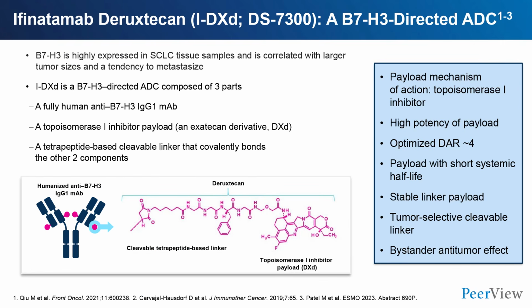Now, to start out with Ifinatamab deruxtecan, this is the B7H3 antibody-drug conjugate, and as an ADC, it has the components that I've described. The payload is a topoisomerase inhibitor payload. It does have a bystander effect. The deruxtecan is an exatecan derivative that has a bystander effect, as I've described. In this case, the drug-to-antibody ratio is about 4. The payload deruxtecan is a highly potent payload with a short systemic half-life.